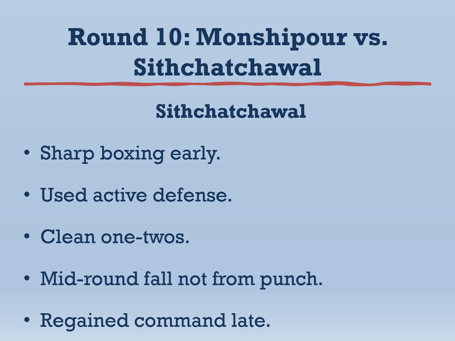Sithchatchawal starts the round well with sharp movement and early counterpunching. He uses active defense to slip, roll, and block as Monshipour comes forward. His clean 1-2 combinations help check the pressure. The mid-round fall is not caused by a punch. He is off balance and immediately recovers. He fatigues briefly, then regains command and rocks Monshipour with clean shots late in the round.